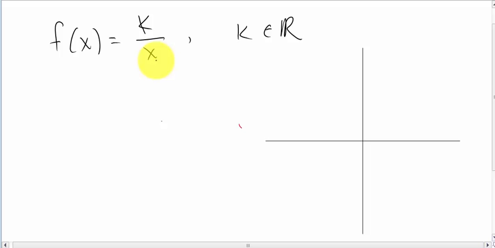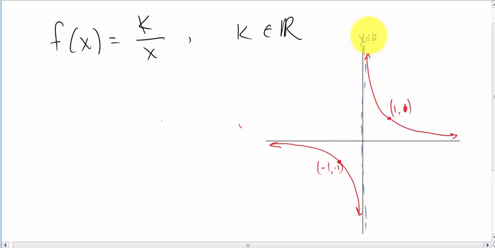And all of these graphs have the same basic shape. And if you refer back to the parent function lesson that we looked at, you'll remember what the graph of 1 over x looks like. It's going through the points 1, 1, and negative 1, negative 1. And it has two asymptotes. It has a vertical asymptote, x equals 0, and a horizontal asymptote of y equals 0.